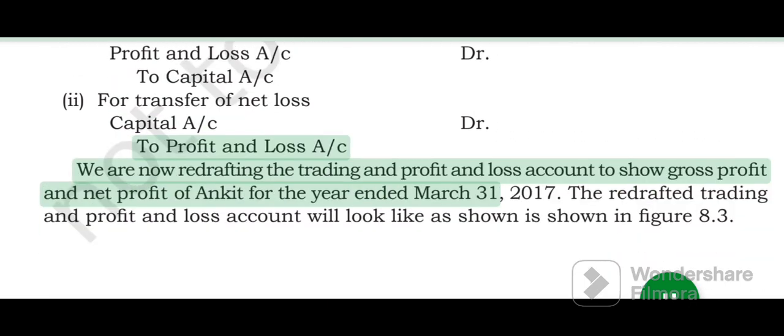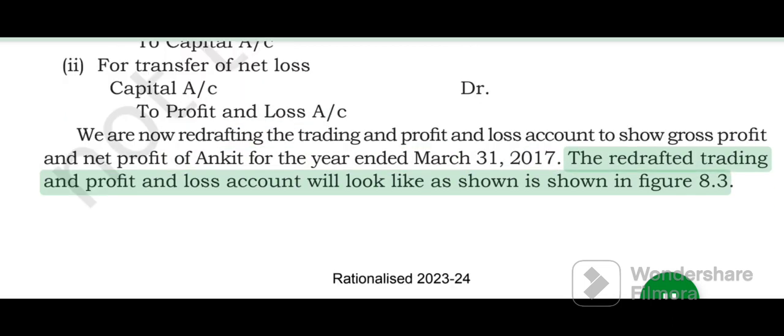We are now redrafting the trading and profit and loss account to show gross profit and net profit of Ankit for the year ended March 31, 2017. The redrafted trading and profit and loss account will look like as shown in Figure 8.3.